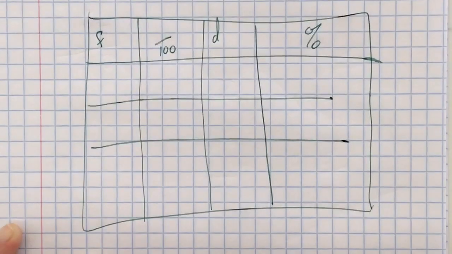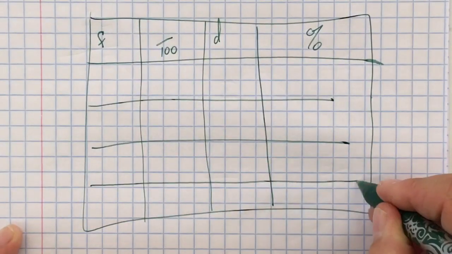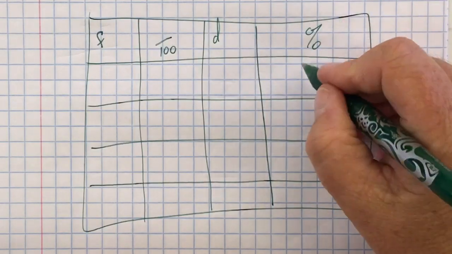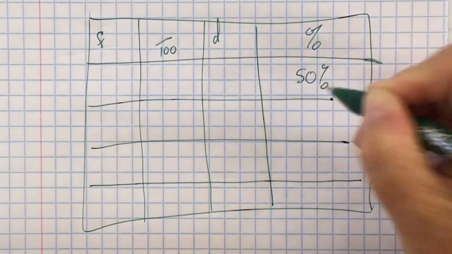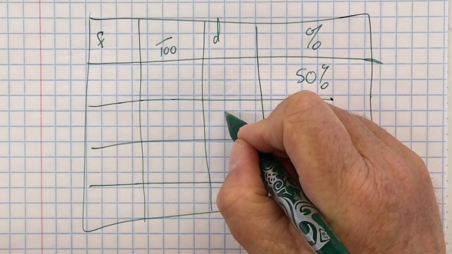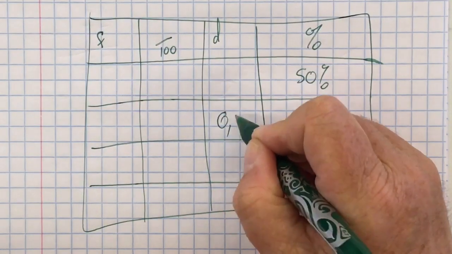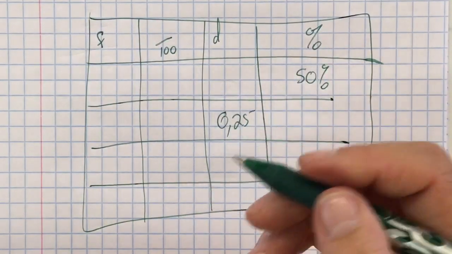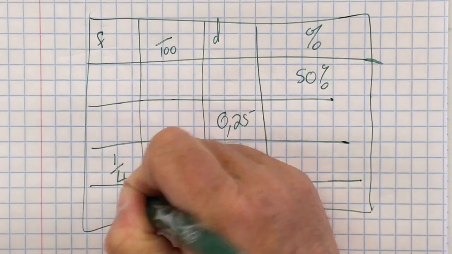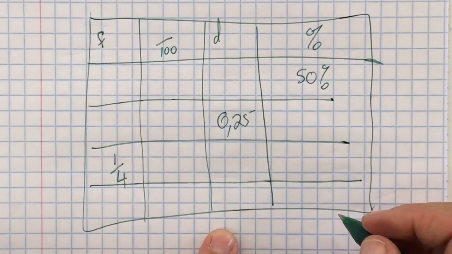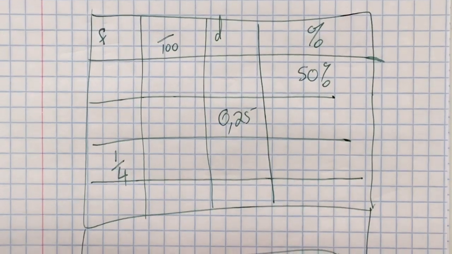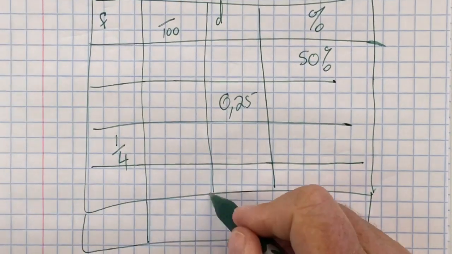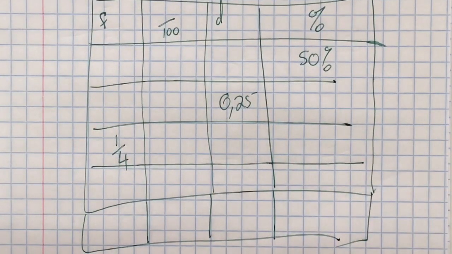Am I on screen? Yes. Okay. So I give you random numbers like 50%. Here I could say a decimal number of 0.25. We love a quarter as a fraction. And I actually need two more lines, but I'm just going to put one in for the moment. Okay, are you watching?